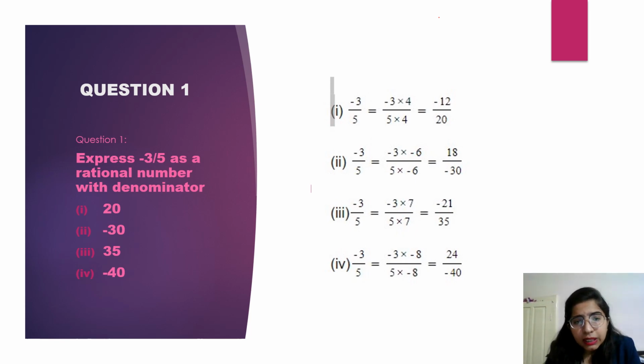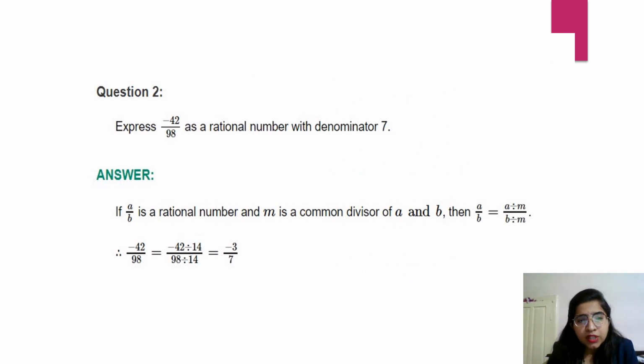Hope you're able to understand the first question. In the first question, we have done the same thing in all four parts. We have to make the denominator in the first part 20, in the second part minus 30, third 35, and fourth minus 40. According to the requirement, you have to multiply the denominator. You have to multiply 5 with 4, sometimes with 6, 7, 8. It depends on the denominator that you have to make. Okay, so coming to the next, what's the next question here? Express minus 42 by 98 as a rational number with denominator 7.